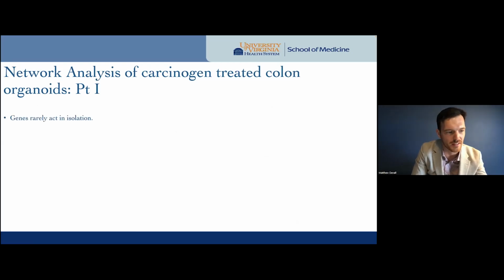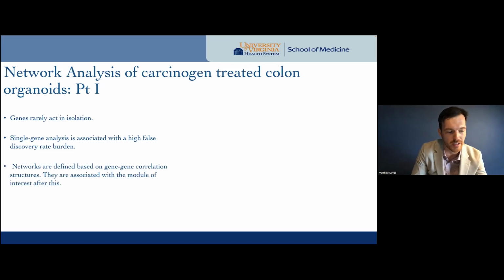However, while that's really exciting, genes really rarely act in isolation. If you knock down APC, it's going to lead to a lot of other gene expression differences that are very important to cancer risk, and it's not just APC that's driving this change. Whereas single gene analysis can fail in helping us understand that co-expression, it's also attributed with a pretty high false discovery rate burden. And so what we were really interested in is defining networks based on gene-gene correlation structures, so WGCNA.